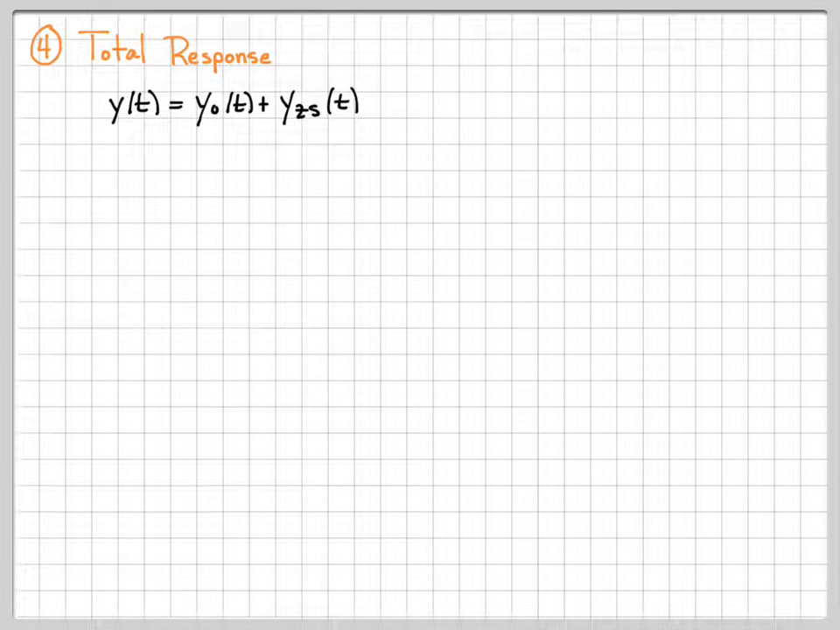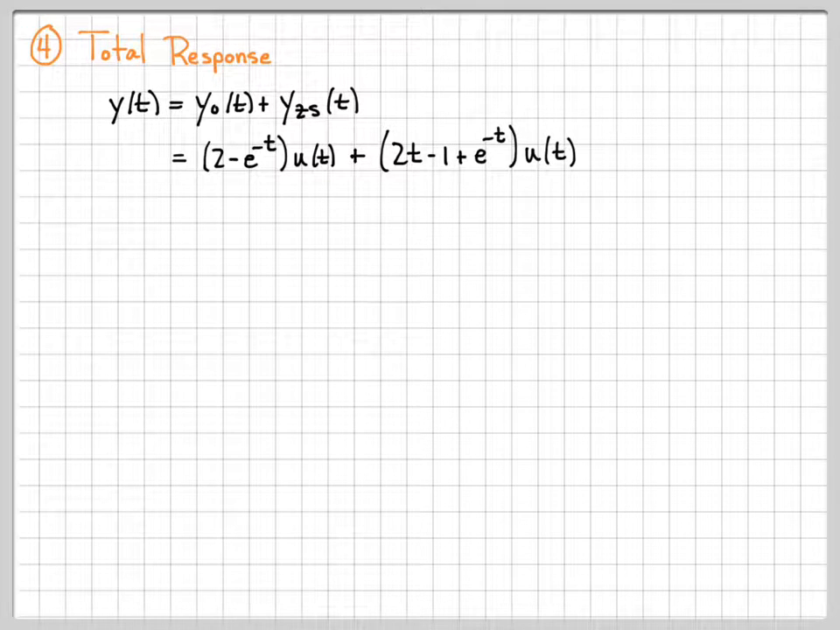All right, we're ready to put all of these things together. What is the total response of the system? The total response of the system is the zero input response plus the zero state response. In the first part of this example, we figured out that the zero input response was quantity 2 minus e to the negative t u of t. In this video, we figured out that the zero state response was equal to this quantity right here.